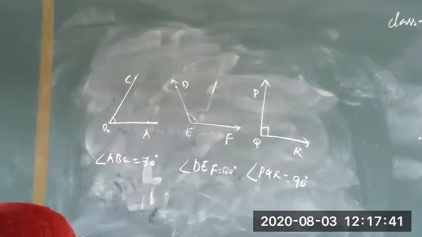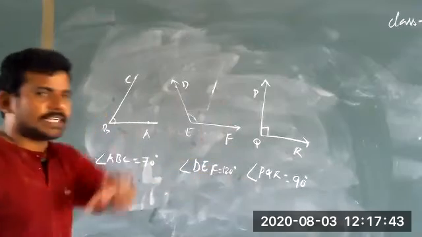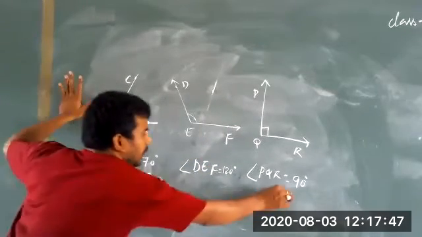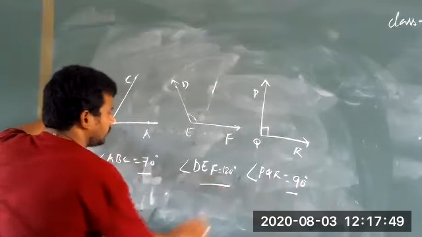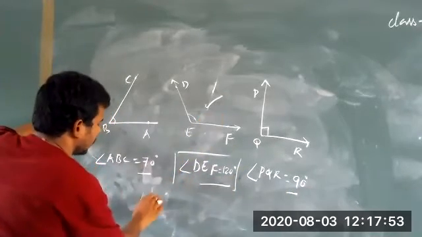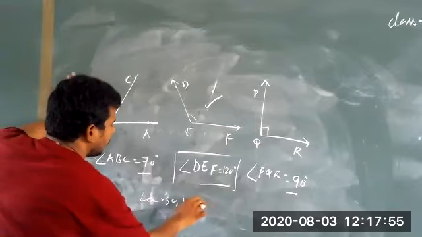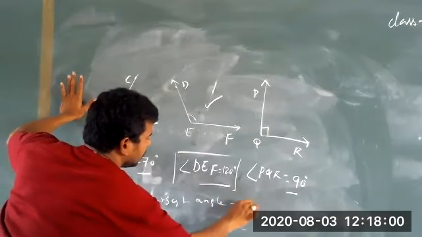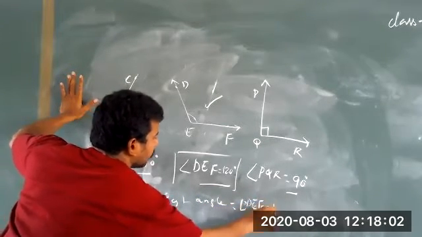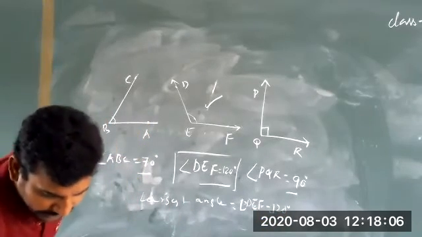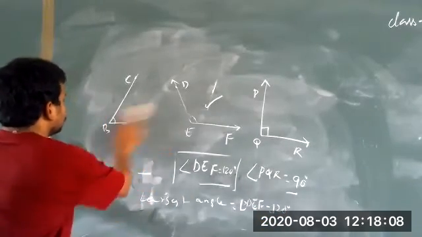So here, which is the largest angle, children? ABC 70 degrees, PQR 90 degrees. DEF, how much? 120. So this is the largest angle. So the largest angle is equal to 120, angle DEF, that is 120 degrees. Clear, children? Right. Next, fourth problem.